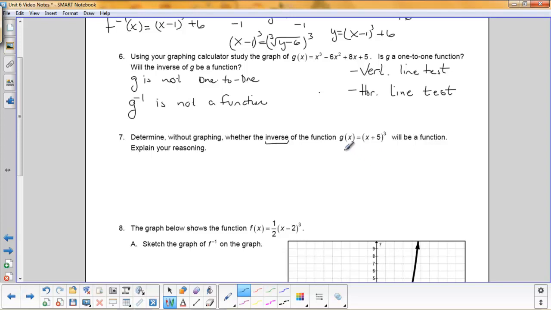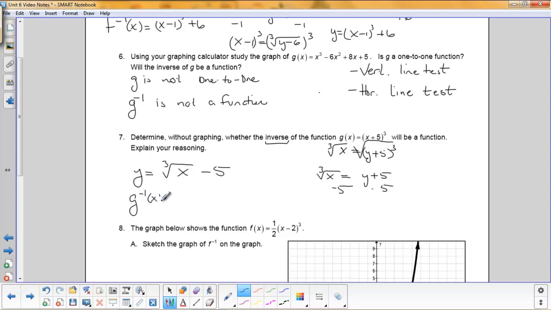The second explanation I would give is by solving it algebraically. I'm going to do x equals y plus 5 cubed. Take the cubic root of both sides because that cube is isolated. So I get the cubic root of x equals y plus 5. Subtract 5 from both sides, and now I get y equals the cubic root of x minus 5. And now, because this function is a parent function, you can see that the inverse, g negative 1 of x, is in fact a function as well.